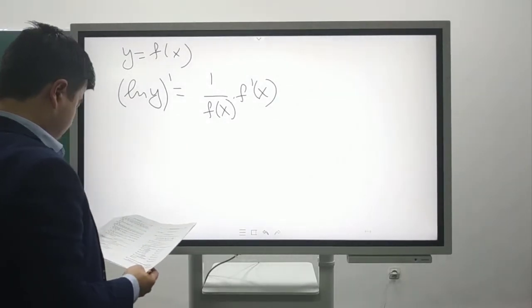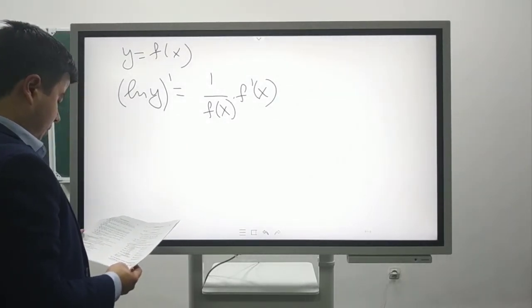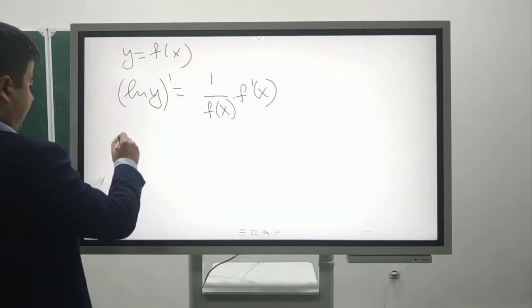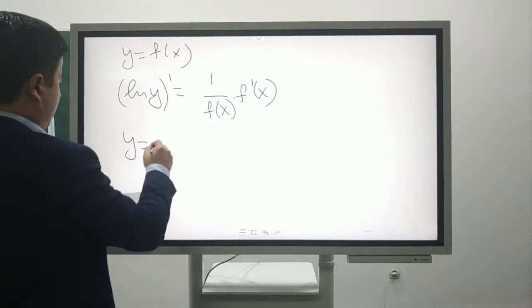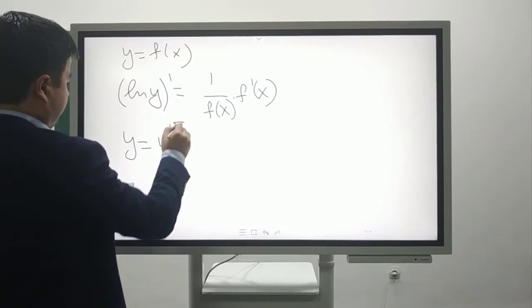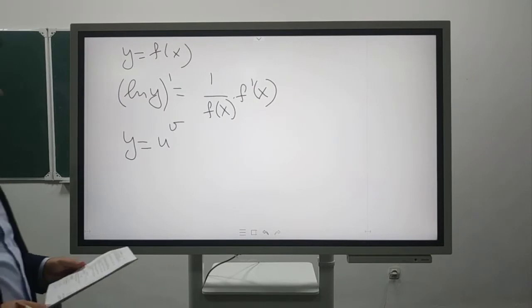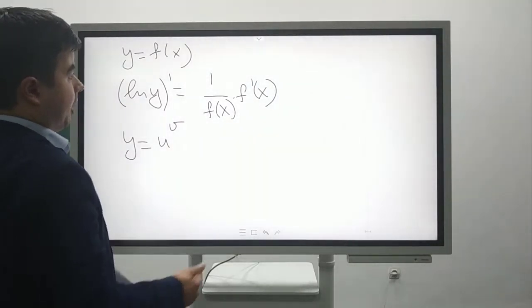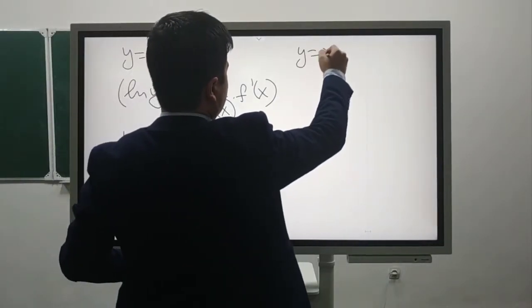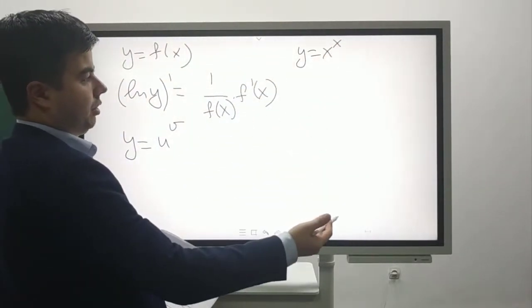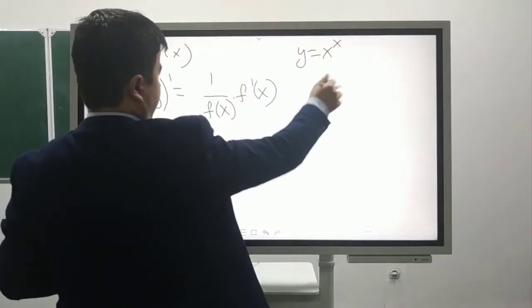So now find such kind of example. y is, for example, u to the power of v. In general, we will consider it. And then we can consider, for example, x to the power of x, or sine x to the power of x, for example. So such kind of examples.